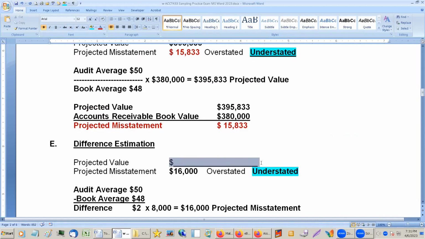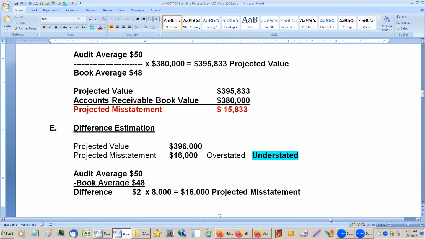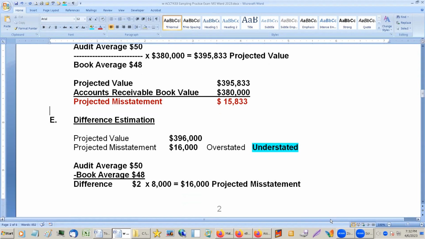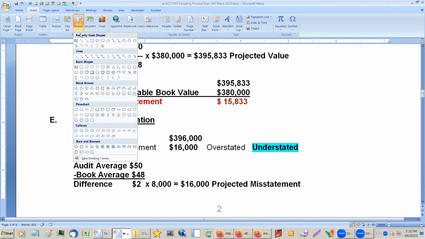So this should be 396. Difference estimation, the weird one about that is that the projected misstatement is the first one you get, rather than the other way around for the other two.